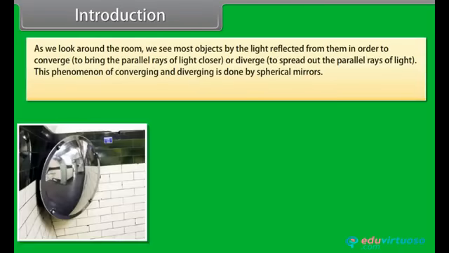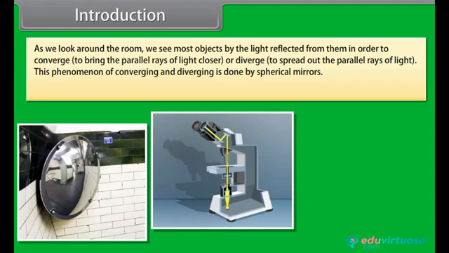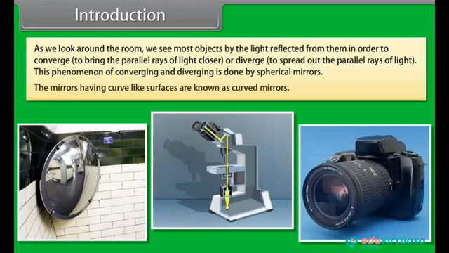Introduction. As we look around the room, we see most objects by the light reflected from them. Mirrors can converge, to bring the parallel rays of light closer, or diverge, to spread out the parallel rays of light. This phenomenon of converging and diverging is done by spherical mirrors. The mirrors having curve-like surfaces are known as curved mirrors.